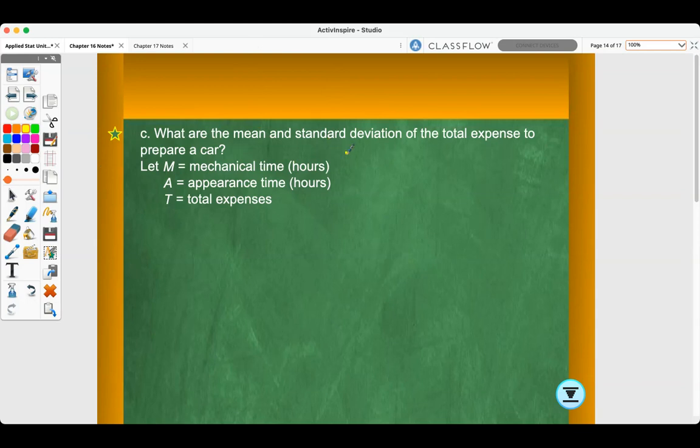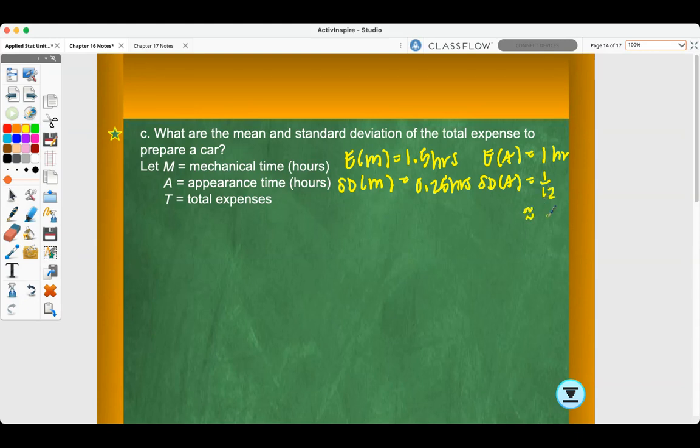So the expected mechanical time is 1.5 hours. The standard deviation of mechanical time is 0.25 hours. The expected appearance time is 1 hour. And the standard deviation of appearance is 1/12 of an hour, which is about 0.0833.